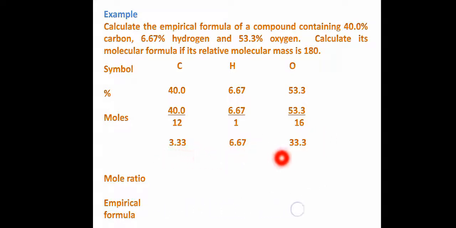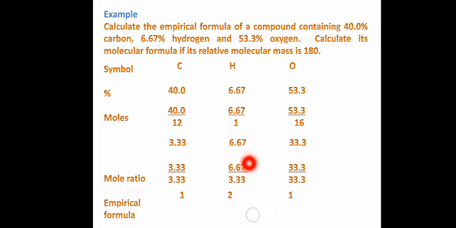And then once you have the number of moles, you can move on to calculate the mole ratio. How do you calculate the mole ratio? You simply divide the number of moles of each element with the smallest number of moles that you got from the previous step. So the smallest number here is 3.33. So you're going to divide all these numbers by 3.33, and then you're going to get these numbers.